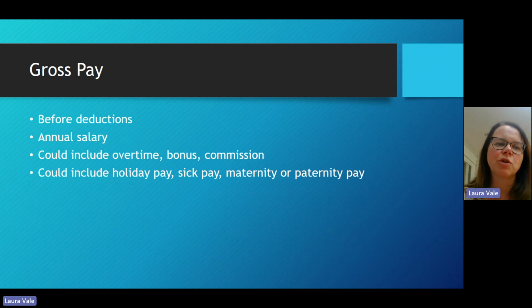So gross pay is your headline salary, your annual salary. When you go for a job and it says, oh, it's £40,000 per annum, this is your gross pay. It is before any deductions have been taken. It might, in addition to that headline figure, include any overtime, bonuses or commission, but the key is it's before deductions. So you can see as well in the fourth bullet point, it could also include holiday pay, sick pay, maternity or paternity pay, right? So it's your total pay before any deductions.